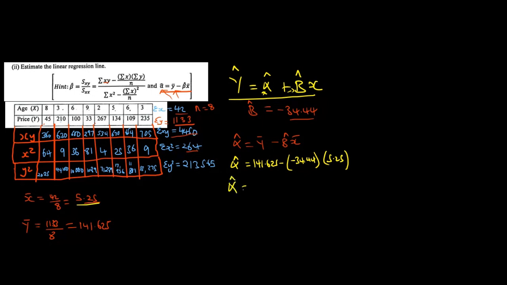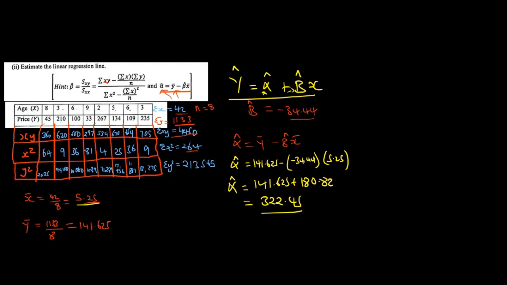So when we multiply that, what are we going to get as my a cap, or my alpha cap? My alpha cap will be equal to 141.625 minus minus 34.44 multiplied by 5.25. So that is going to be 141.625 plus 180.82. When we find the total here, it's just going to be 322.45. So this will be my alpha cap.